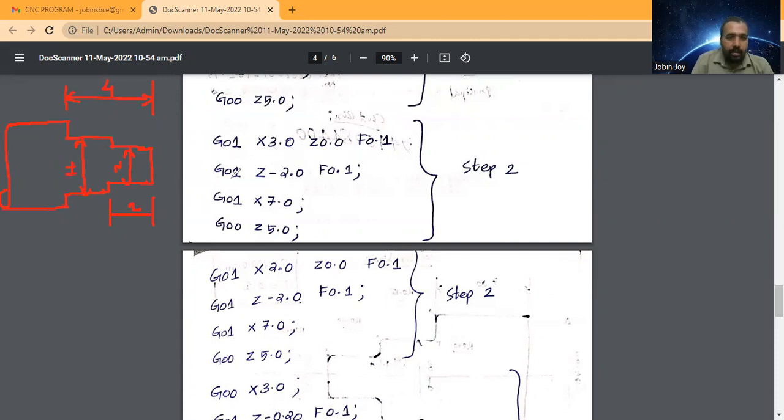So G01 X3. So X3 is at 0. This end line is the Z0 line. So this is X3 Z0, and then I will tell the tool to move up to only 2. That means from this to this direction, that is Z negative. So I will enter Z negative and feed 0.1.